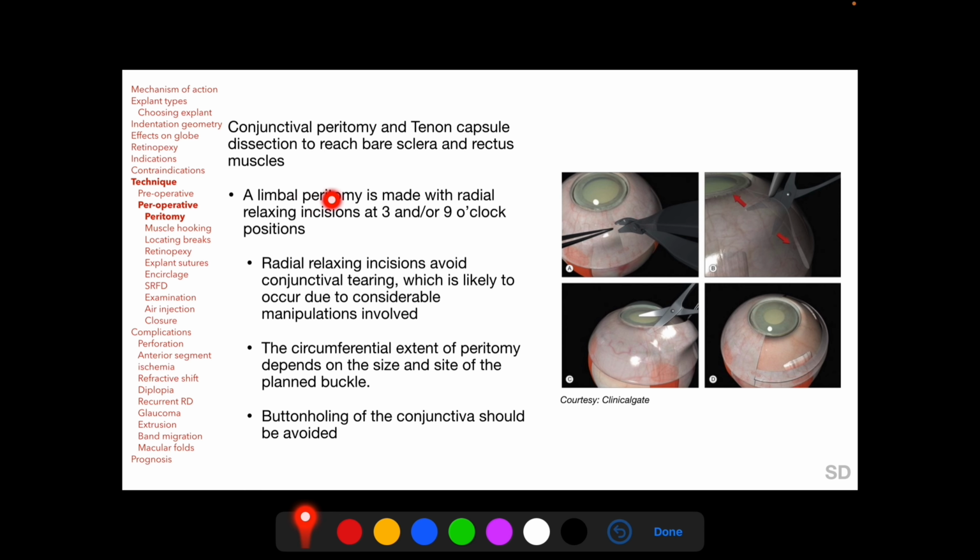A limbal peritomy is made with radial relaxing incisions at 3 and/or 9 o'clock positions. Radial relaxing incisions avoid conjunctival tearing, which is likely to occur due to considerable manipulations involved, and the circumferential extent of the peritomy depends on the size and site of the planned buckle.